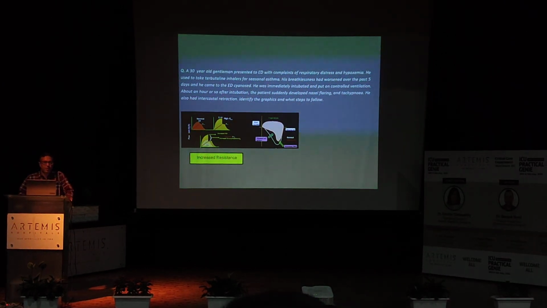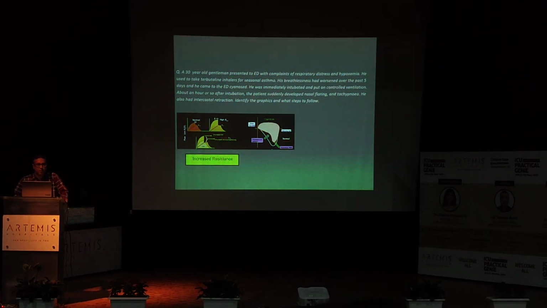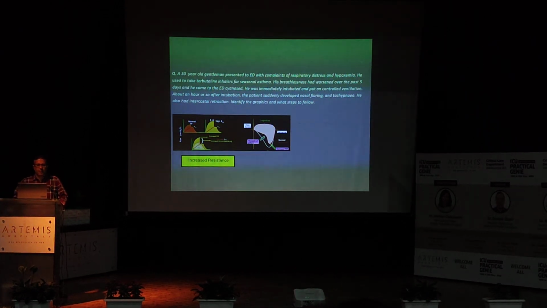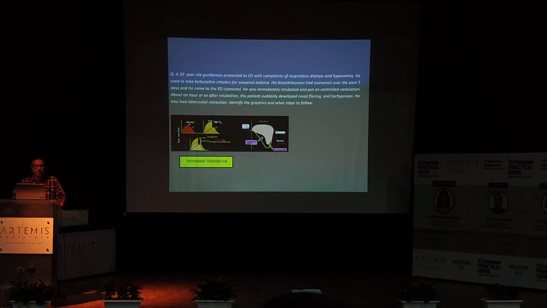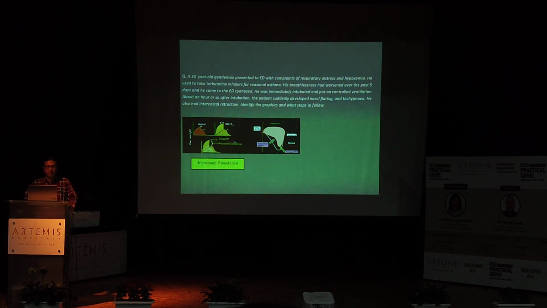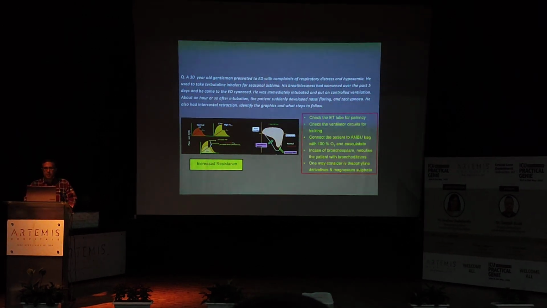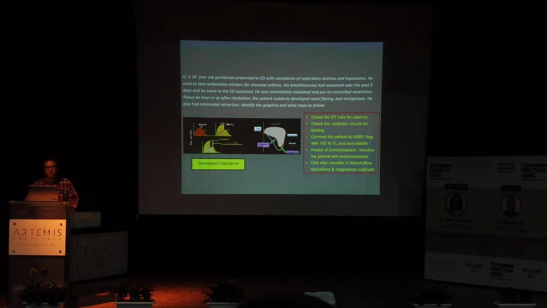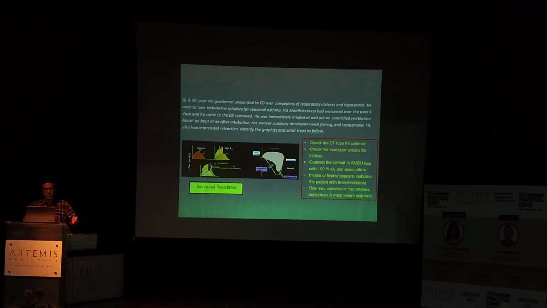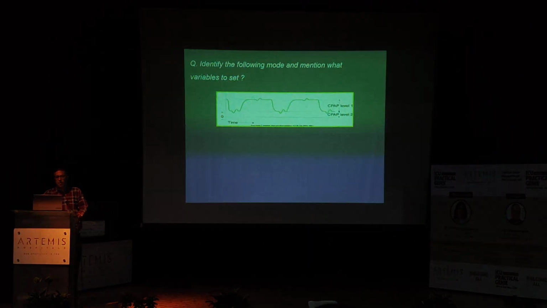A 30-year-old gentleman presented to the ED with complaints of respiratory distress and hypoxemia. He used inhalers for seasonal asthma. His breathlessness has worsened over the past 5 days, and he is cyanosed. You intubate him. What are the graphics and what are the steps to follow? Check everything. Remove the circuit, put an Ambu, try and ventilate the patient, and only then think about obstructive disease and give bronchodilators.